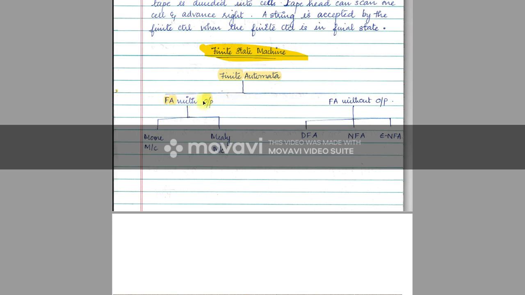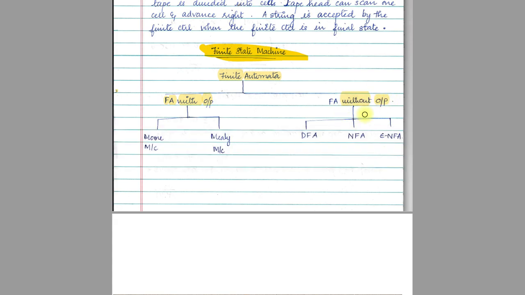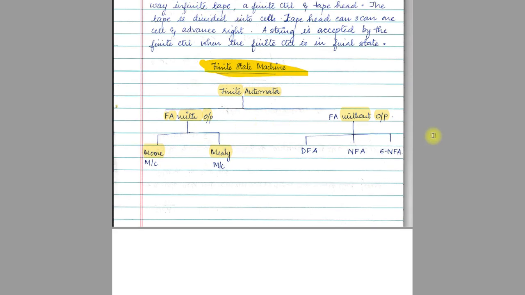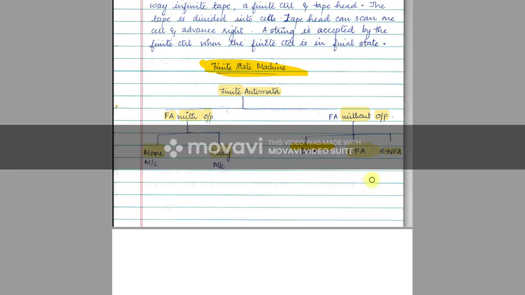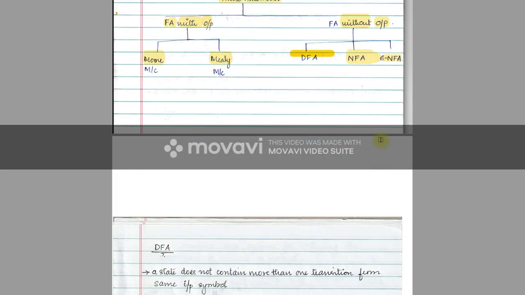One with respect to output, and the other without output. With output, we have two machines, that is Moore and Mealy. And without output, we have DFA, NFA, and epsilon NFA. So today, we are going to focus on finite automata without output.